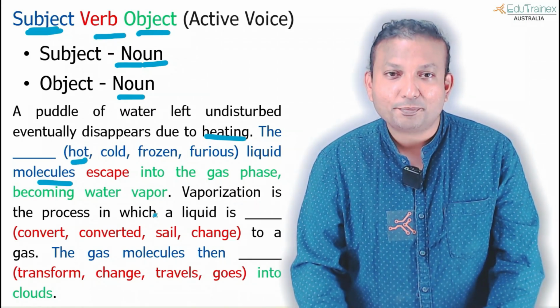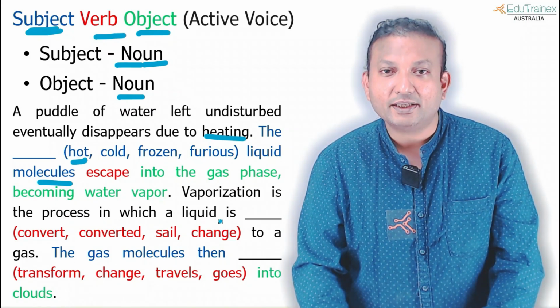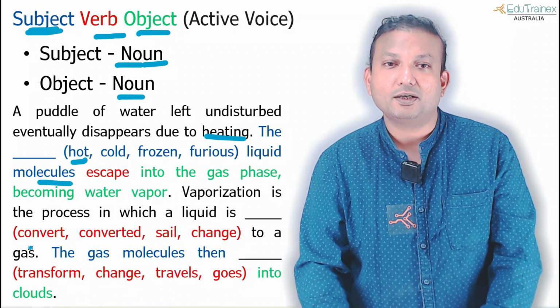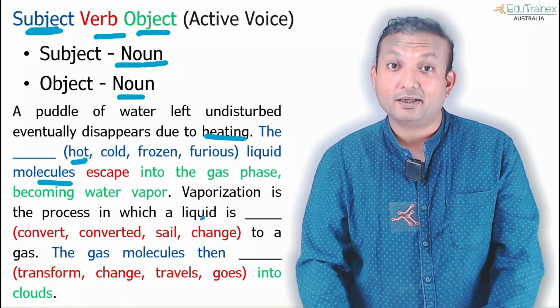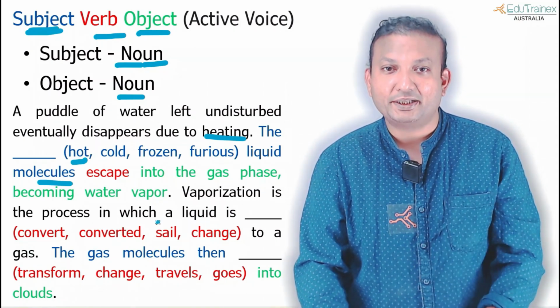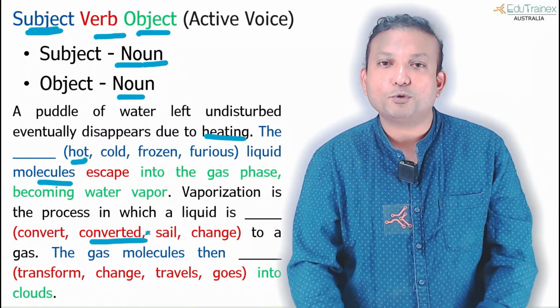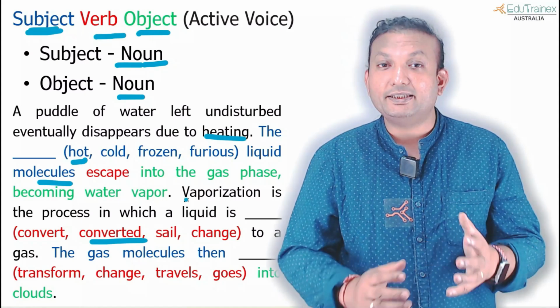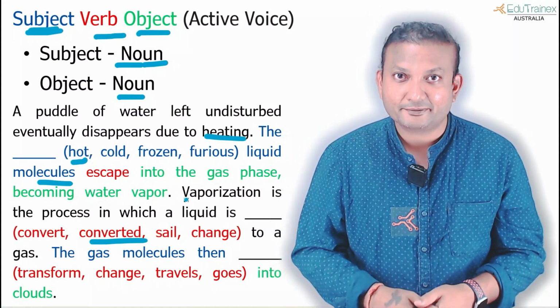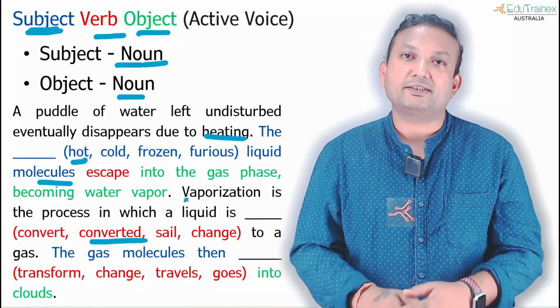Next one. Vaporization is the process in which a liquid is dash to gas. Now again, an action is happening here. Liquid is converted. This one is passive voice. That's why I have not highlighted the words. "Is converted to gas," which is why past tense is used.